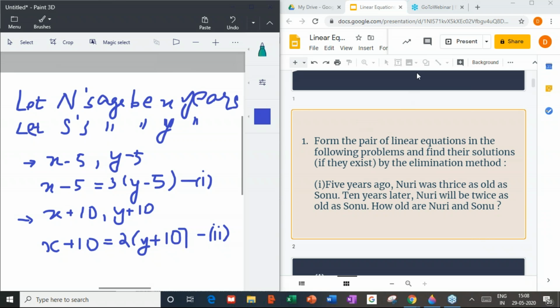So in these problems, after finding x and y, you need to write proper statements saying Nouri's age is the value of x years and Sonu's age is the value of y.